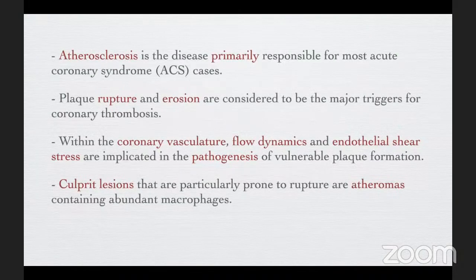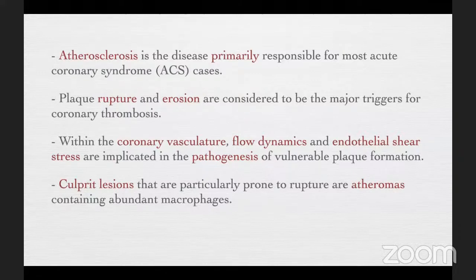Etiology. Atherosclerosis is the disease primarily responsible for most acute coronary syndrome cases. Approximately 90% of myocardial infarction results from an acute thrombus that obstructs an atherosclerotic coronary artery. Plaque rupture and erosion are considered to be the major triggers for coronary thrombosis. Following plaque erosion or rupture, platelet activation, aggregation, coagulation pathway activation, and endothelial vasoconstriction occur, leading to coronary thrombosis and occlusion.